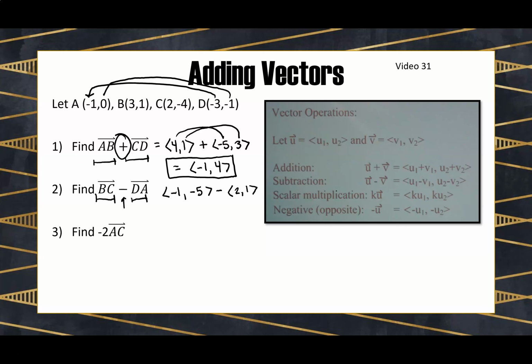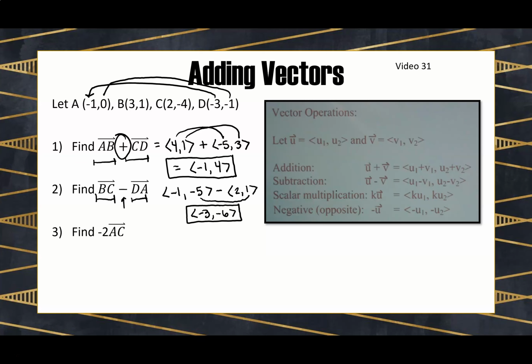Now, since this is a subtraction problem and I have my vector DA, I can do this. So I'm going to do -1 minus 2. -1 minus 2 is -3. And then I have -5 minus 1. And that's going to give me -6. And that's going to be my solution.